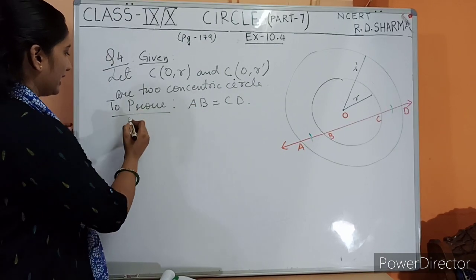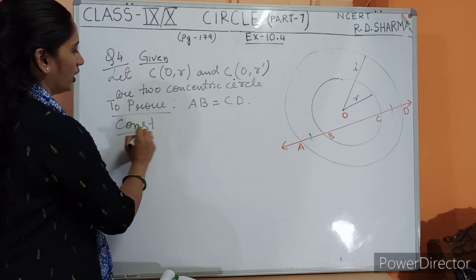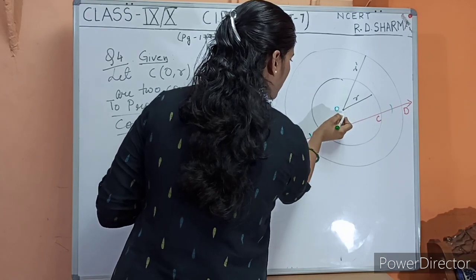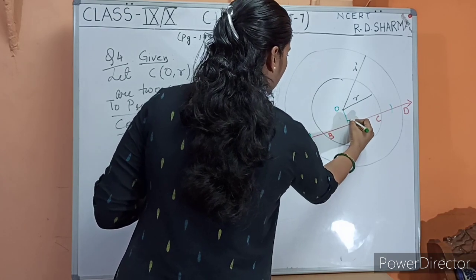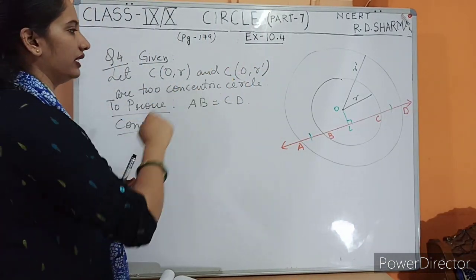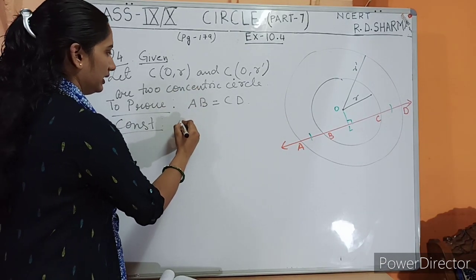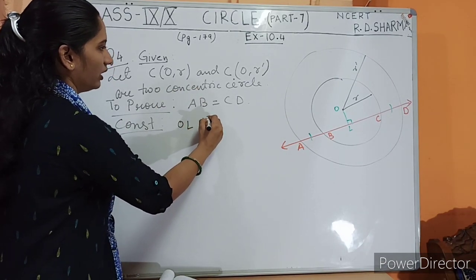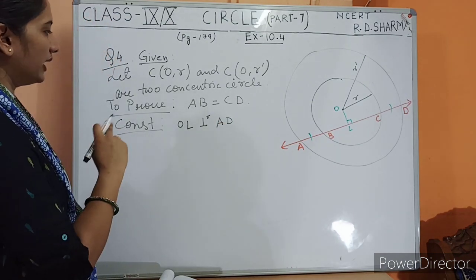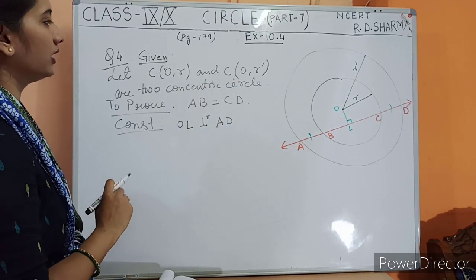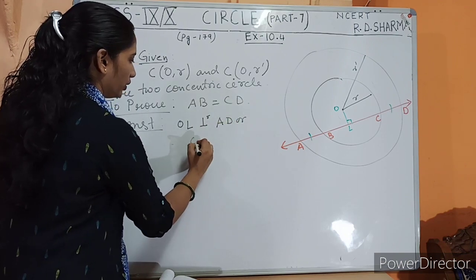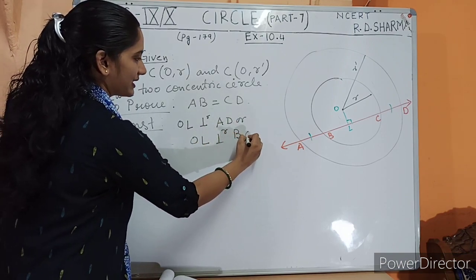Okay. So in construction what we need to do, we will draw one perpendicular line here. I am just writing down O here so that I can show you the perpendicular line. Let us suppose this L is the perpendicular line which I have drawn on the chord AD. So we will write here OL is perpendicular to the chord AD. Okay? So if OL is perpendicular on AD, then OL must be perpendicular to the chord BC also.